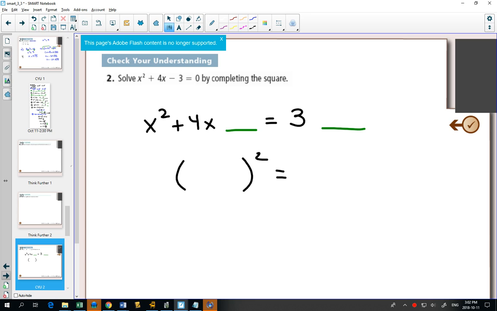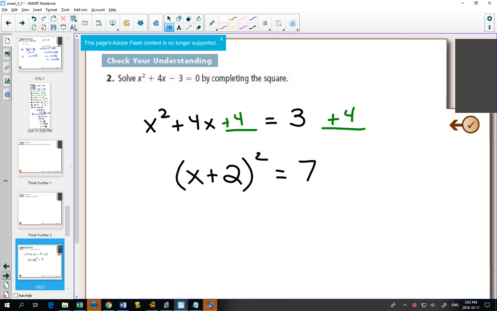If it was a perfect square, you would know inside here would be x plus 2. That's the only way to get the 4x, right? But if this is a plus 2, what has to go in that green space to make it equal? I'd have to have a plus 4 there. If I had a plus 4 on this side, what do I have to do on this side? In order to keep my equation equal, I would need to add 4 on that side as well. So now I get x plus 2 squared is equal to 7.